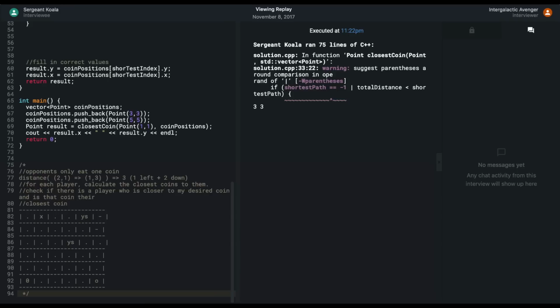And that has a lot better running time than what I proposed, because if I'm checking if there's a player who's closer to my desired coin, this whole step is going to take a lot more time than probably just getting the group of people for a given coin and eliminating the person who's closest. I guess I have to calculate the closest coin to each player, and then, yeah, that makes sense.